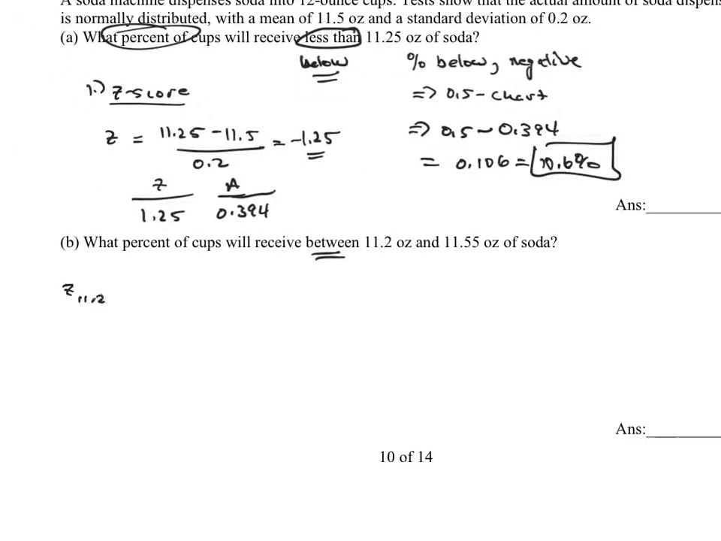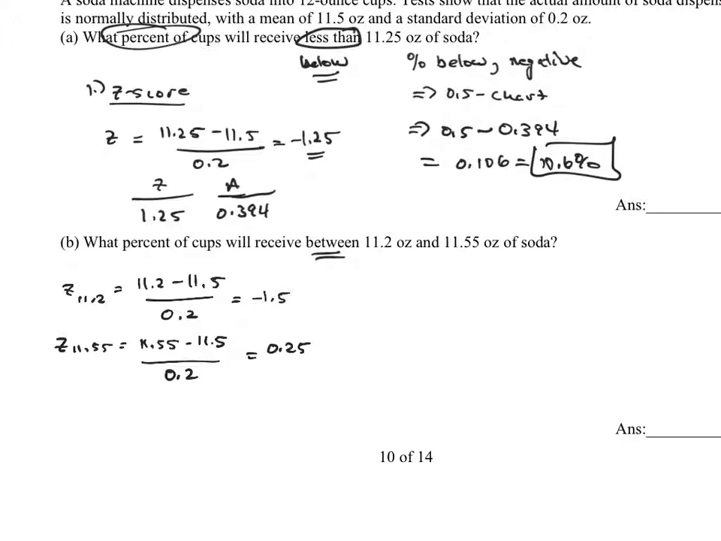So what about a z-score of 11.2? Well, let's do the data. 11.2 minus the mean, which is 11.5, divided by that standard deviation, which was 0.2. So let's find our first z-score. Looks like my first z-score that I'm going to use is negative 1.5. So my first z-score is negative. Let's look at the next one, a z-score of 11.55. So I do the data, 11.55 minus the mean, 11.5. I divide that by the standard deviation, 0.2. See what you get. I'm getting a z-score of 0.25. I want you to notice that these are opposite signs.